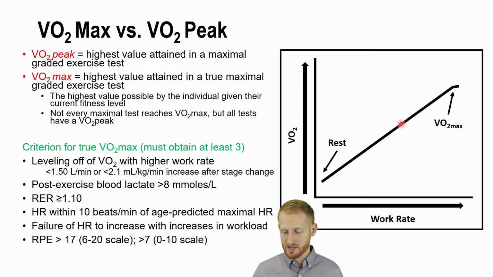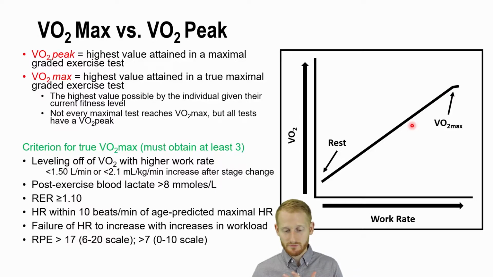They got to about here before they just couldn't do it anymore. They were too tired, too fatigued from the illness, and they had to stop. They weren't at their actual max. They could go all the way up to here, but they stopped here. So that was a VO2 peak, not a VO2 max test.